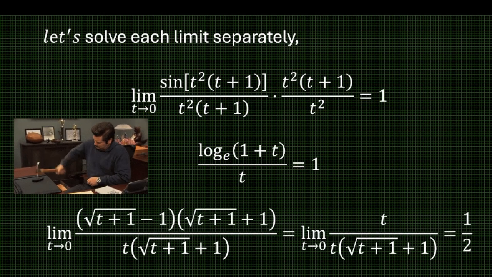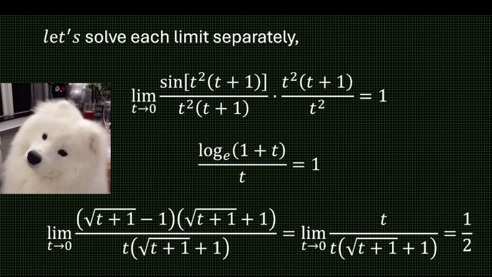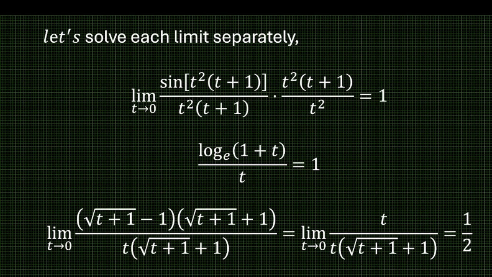We break this down into three separate manageable pieces. First, we use the standard limit property, which is limit x tends to 0 sin x by x is equal to 1. And second, the logarithmic term, another classic standard limit: t tends to 0, log of 1 plus t to the base e divided by t is equal to 1. And finally, the square root term.